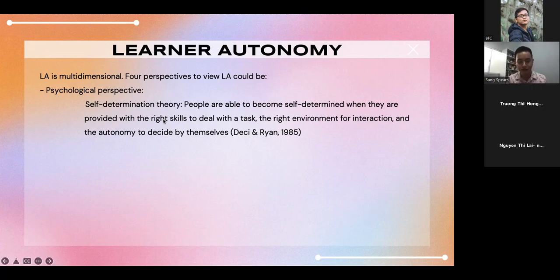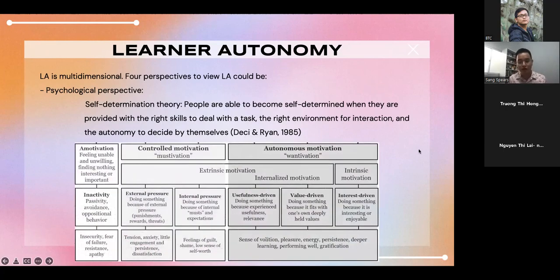So these three things, once again, are the competence, whether they have the competence to do the job, the environment, the social interaction for their learning, and finally the autonomy to decide by themselves. So this is a chart based on the self-determination theory.